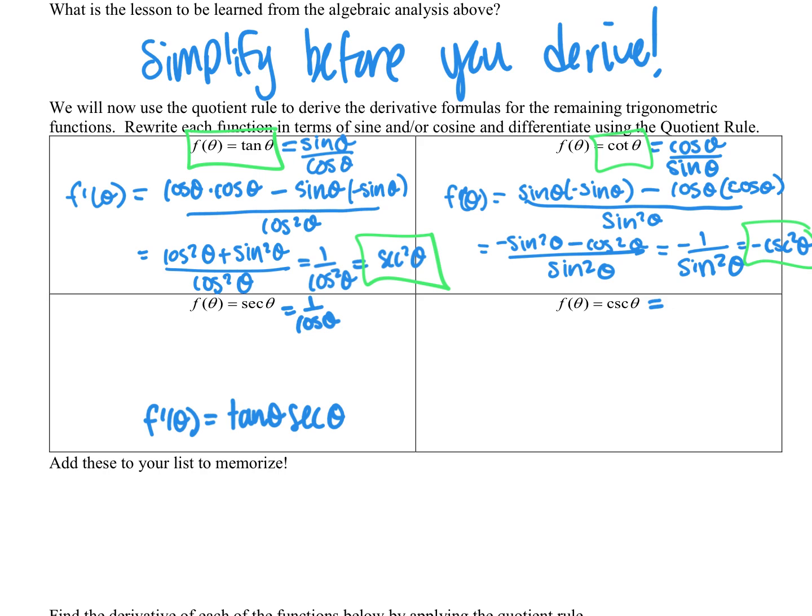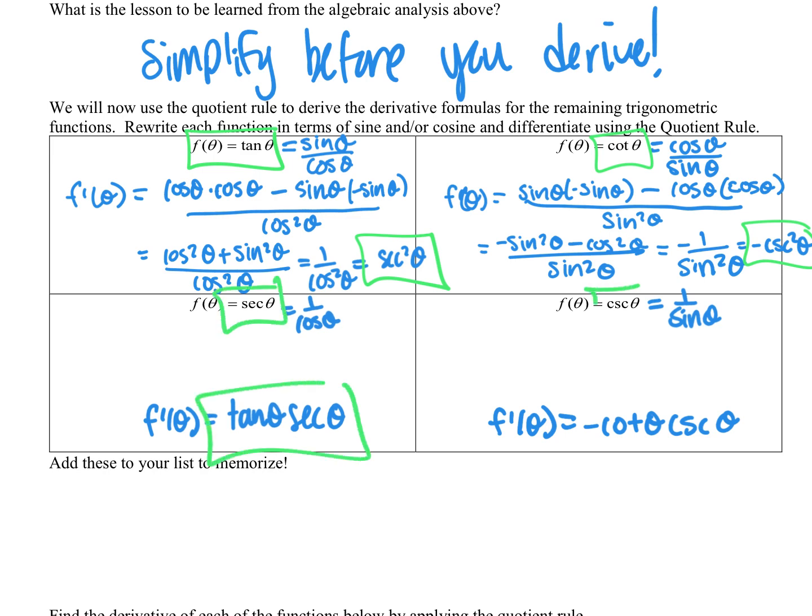And why could you use the quotient rule on cosecant? What is cosecant the same as? 1 over sine. So you could use the quotient rule, but I'm just going to tell you the derivative if you want to try it on your own and see. It is negative cotangent theta cosecant theta. So these are 4 derivatives you're going to want to memorize, okay?